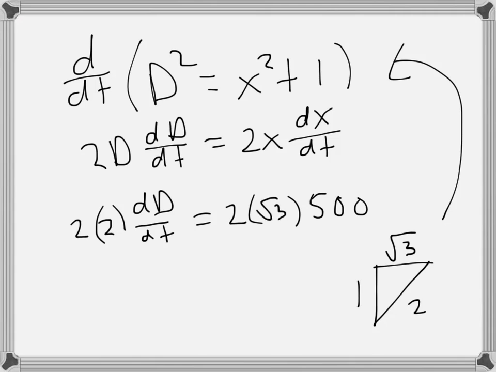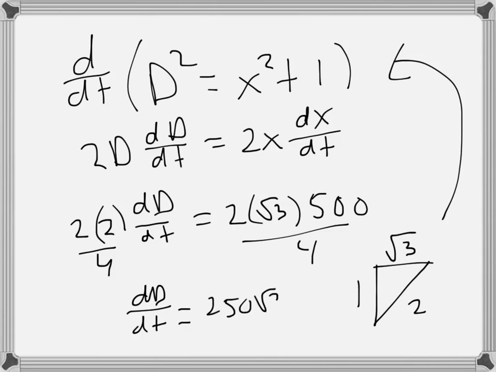So now to solve for dd/dt, I just divide both sides by 4. And I get 250 times the square root of 3 miles per hour, because everything else was in miles and hours. And there's your answer.